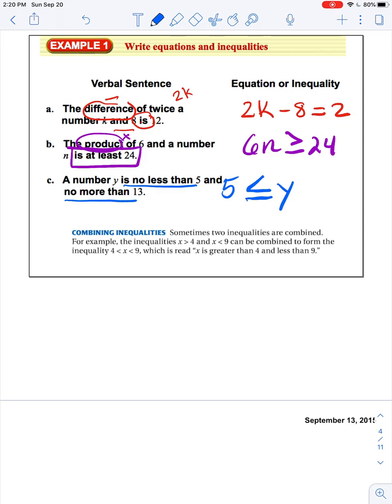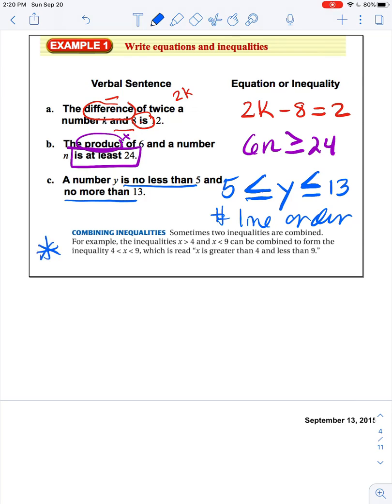Y also has to be no more than 13. So that would have to stay less than or equal to 13. Keeping in mind that when you have these, the numbers go in number line order. So the 5 has to be over here to the left. And then the 13 would go over to the right. And then those alligator mouths continue to open to the right towards the bigger number.